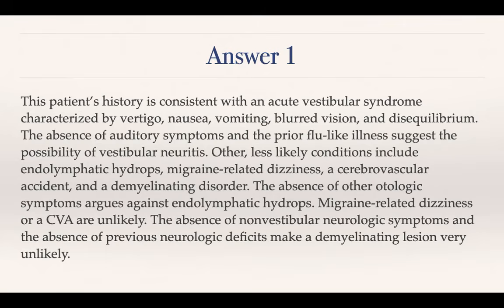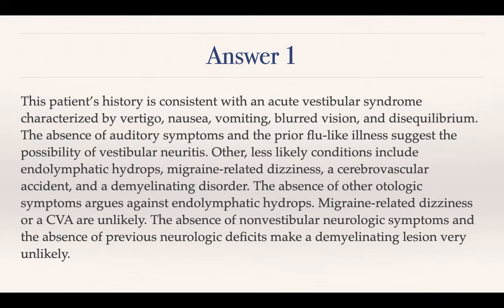Other less likely conditions include endolymphatic hydrops and migraine-related dizziness. Endolymphatic hydrops or Meniere's disease and migraine-related dizziness need a certain number of episodes for a definitive diagnosis. However, this particular episode could represent the first episode of Meniere's, could represent the first episode of migraine-related dizziness, or it can represent a severe cerebrovascular accident or a demyelinating disorder. The absence of other otological symptoms argues against endolymphatic hydrops. Okay, the point that is against Meniere's disease is that there is no other otological symptom, it is only vertigo, there is no tinnitus, aural fullness or hearing loss.